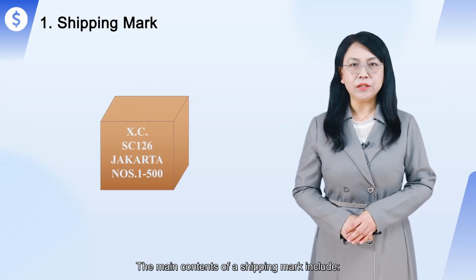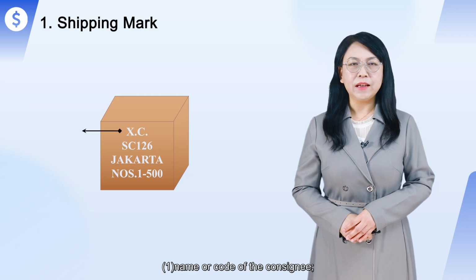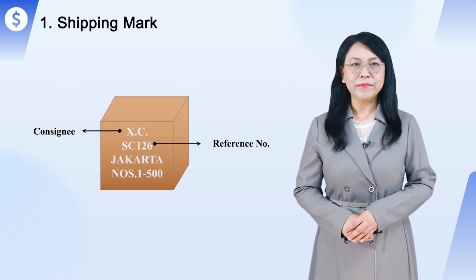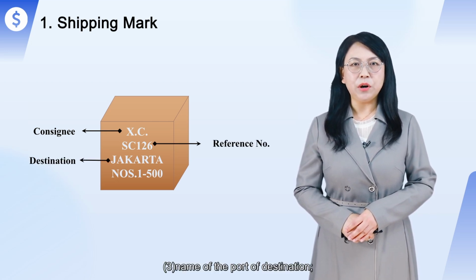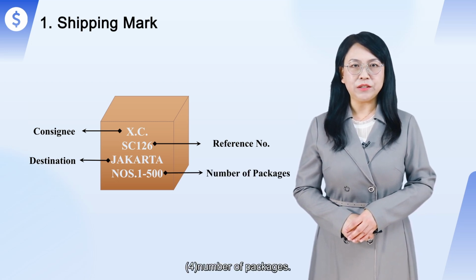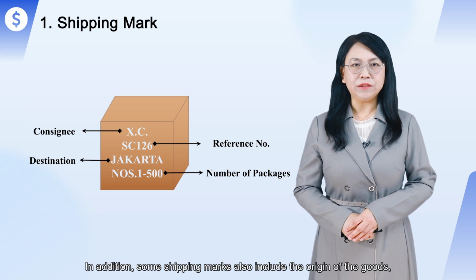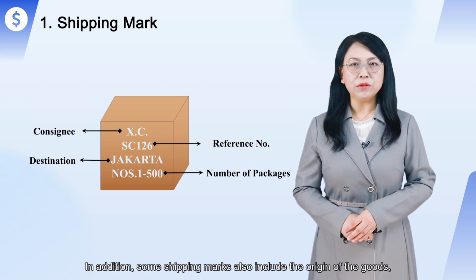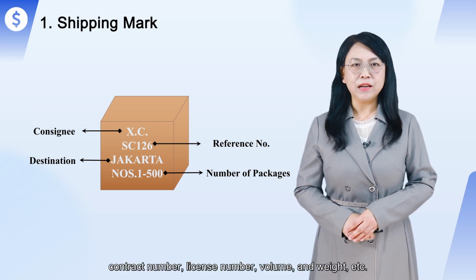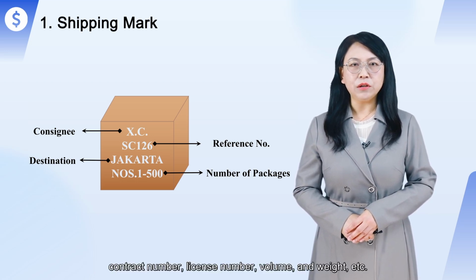The main contents of a shipping mark include: 1. Name or code of the consignee. 2. Code of the shipper. 3. Name of the port of destination. 4. Number of packages. In addition, some shipping marks also include the origin of the goods, contract number, license number, volume, and weight, etc.